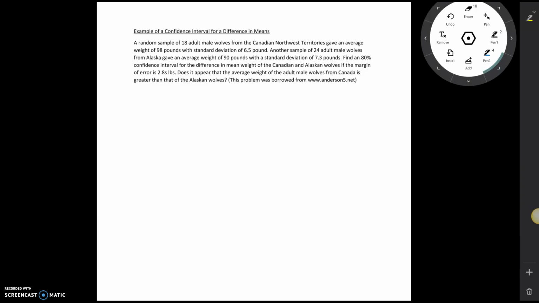if the margin of error is 2.8 pounds. Does it appear that the average weight of the adult male wolves from Canada is greater than the Alaskan wolves? All right, so first of all, notice here we do have two different groups.